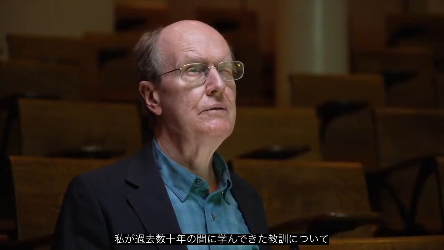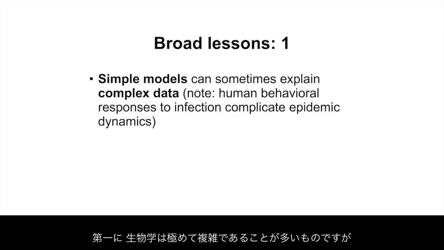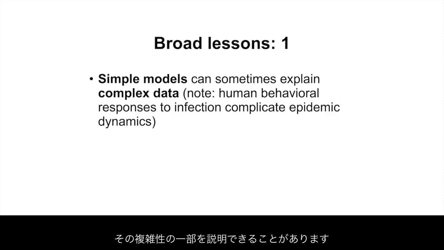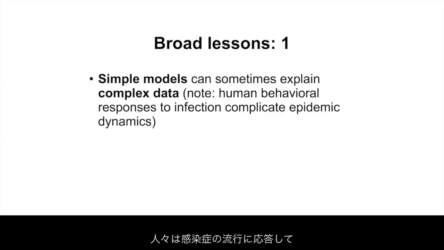In the last part of the talk, I'd like to mention a few broader lessons that I've learned over the last several decades. First, biology is often extremely complex, but sometimes simple models can explain some of the complexity. For example, our TSIR model could explain very different patterns of measles epidemics in different parts of the world, from regular cycles to chaos-like behavior. But emergent simplicity doesn't always happen. For example, humans can sometimes respond to epidemics by changing their behavior and so affect transmission and other key drivers of epidemic dynamics in complex ways.